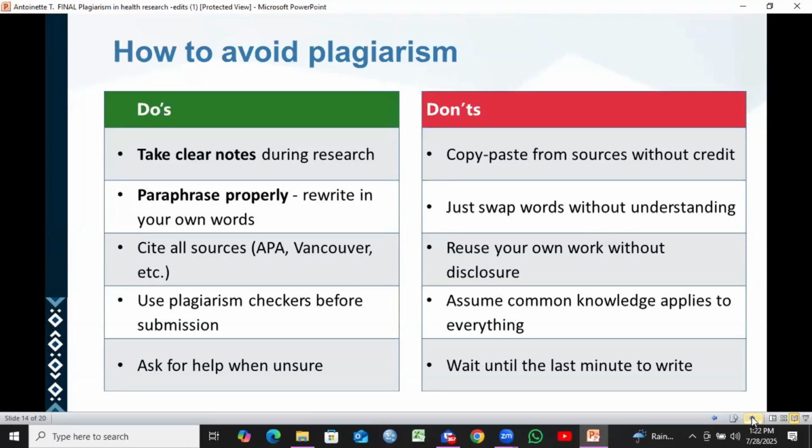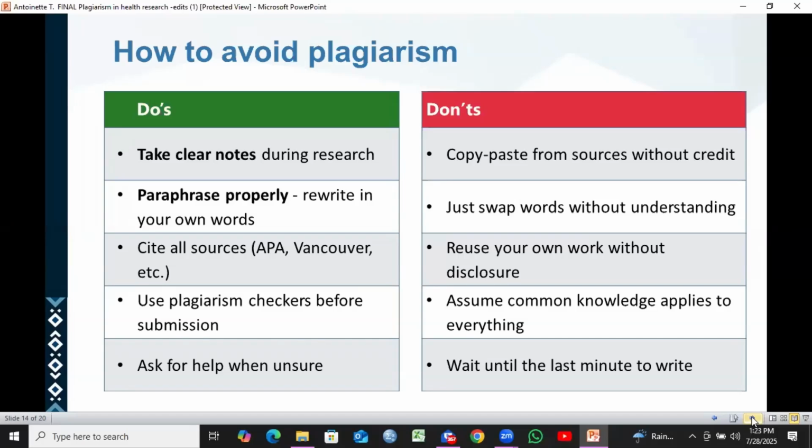And for the don't, just don't swap words without understanding. Make sure when you see a paper, you read that paper, you understand what the paper is saying before you paraphrase. Don't just swap words without properly understanding what it is talking about. The next, you cite all sources. You can use APA, you can use Vancouver. Yeah, those are referencing styles.